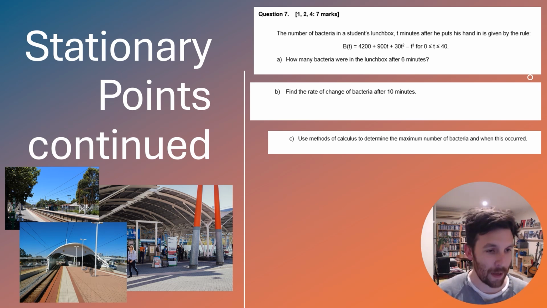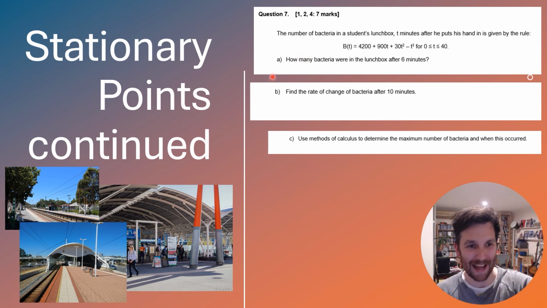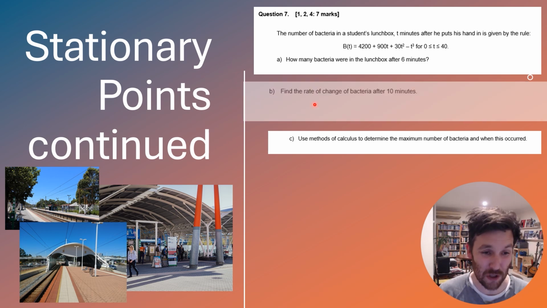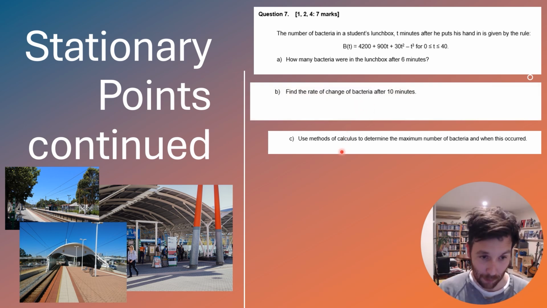Hello students, welcome back. We are continuing our stationary points journey today, but this time we're going to learn a few nifty things that the ClassPad can do to help us, and we're going to apply our knowledge to a test question as well. So this is all about bacteria in a student's lunchbox, a certain amount of minutes after someone's put their hand into it. That sounds delicious. We're also going to find the rate of change, so we'll use some derivatives for that. And we're also going to use calculus techniques to find the maximum number of bacteria present in the lunchbox.